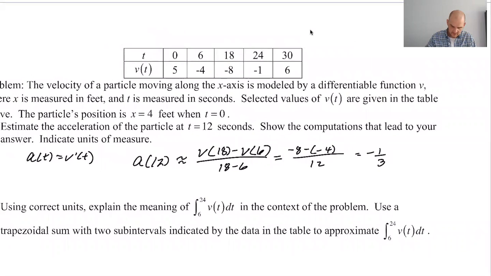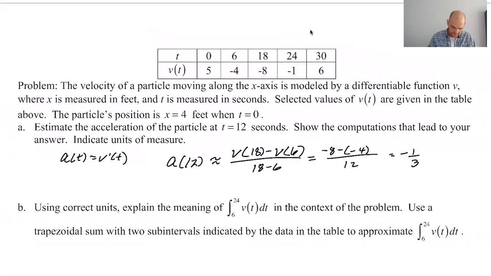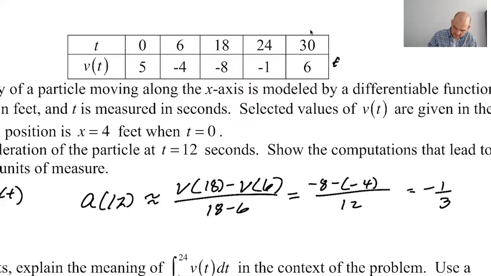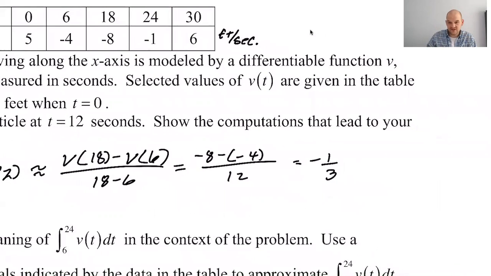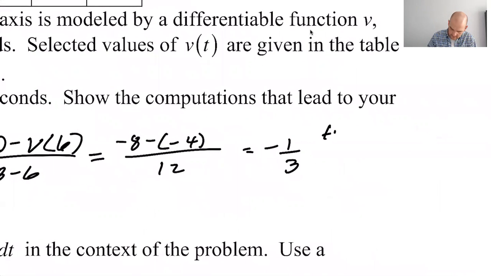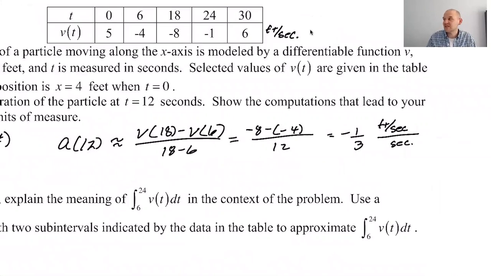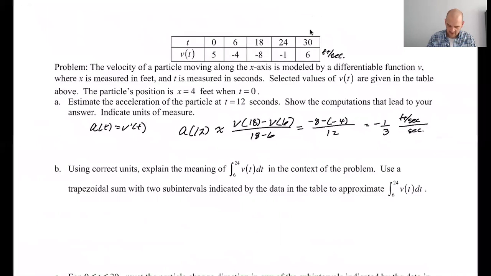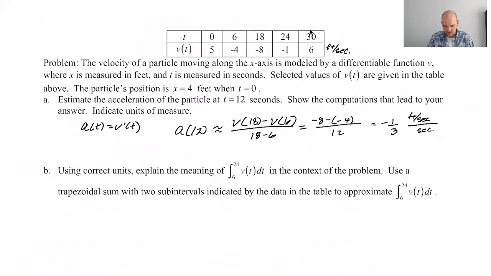What are our units? Well, x is measured in feet, t is measured in seconds, so velocity is in feet per second. And so we have feet per second divided by second. I'm going to say feet per second per second. That's my preference; I think seconds squared doesn't make any sense, so I like to say feet per second per second because I think it's easier to interpret. All right, let's look at the next thing.